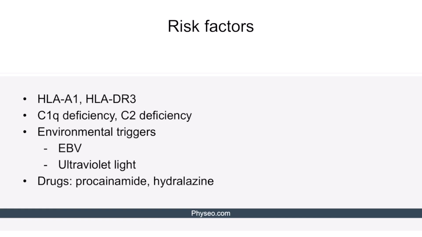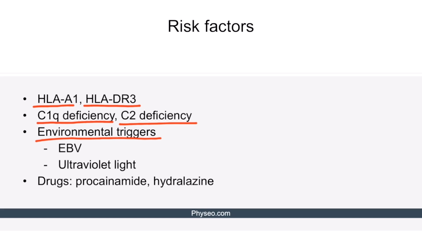There are certain HLA associations that are more common in people with systemic lupus erythematosus than in the general population, like HLA-A1 and HLA-DR3. Inherited deficiencies of certain complement components like C1q and C2 can also increase the risk for developing systemic lupus erythematosus. There are some environmental triggers which are known to cause the initial onset of the disease or exacerbation of it, like infectious agents and ultraviolet light.